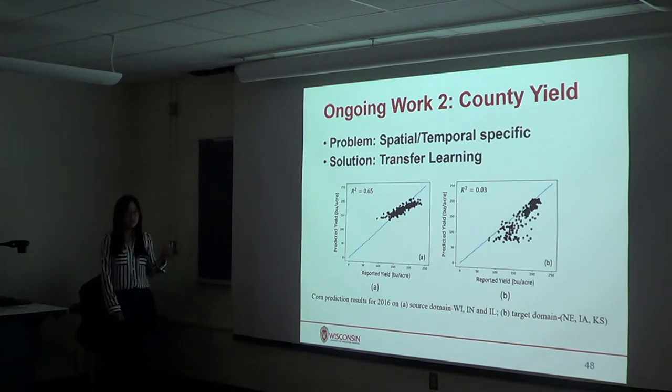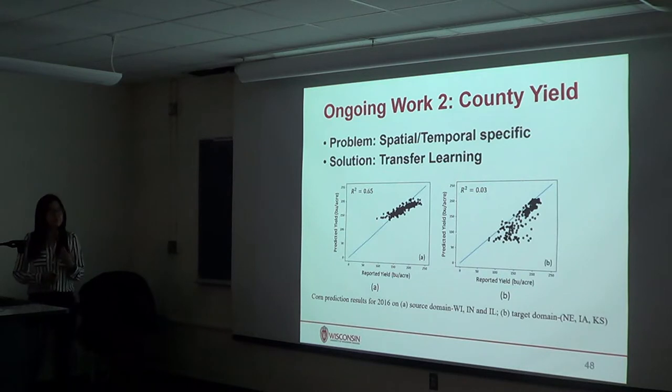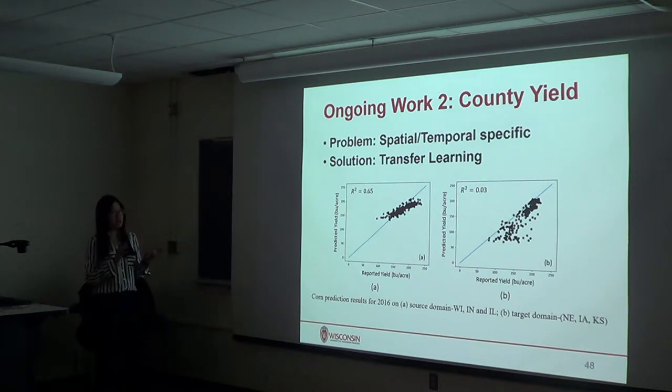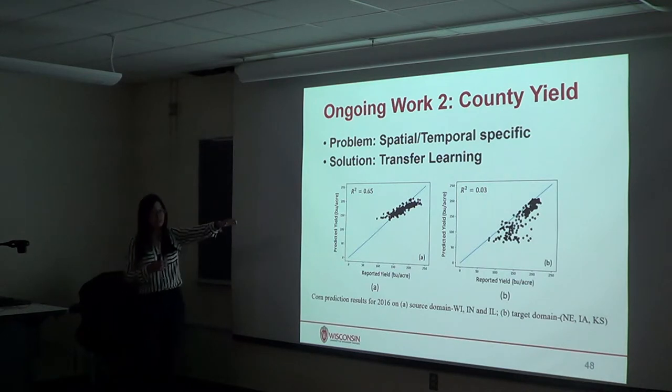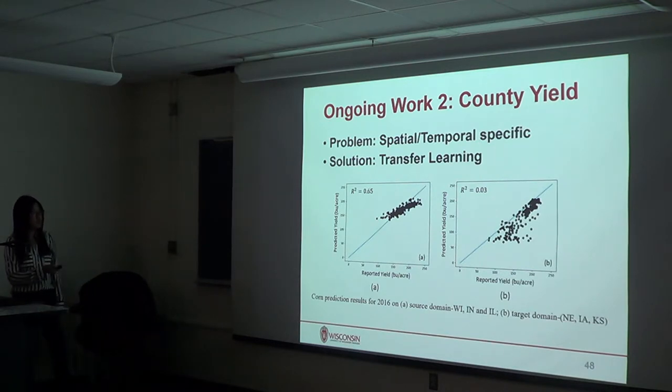It's the same for temporal. If we predict this year, it's probably good. If we predict later years, then it becomes bad. To handle this issue, we tend to develop a transfer learning strategy to somehow align these two domains together, and then improve the accuracy on our target domain by using information from the source domain. This is ongoing work we are still working on.